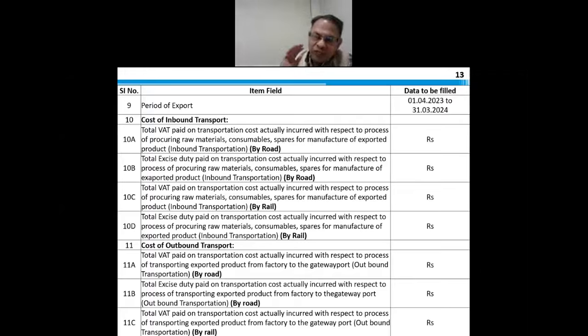So when this question was raised, the Government of India has agreed and they have issued instructions that you can take this by way of assumption. However, an appropriate assumption. Now tell me, if you are procuring goods by road from the port, it is imported material. Then how do you go about it?